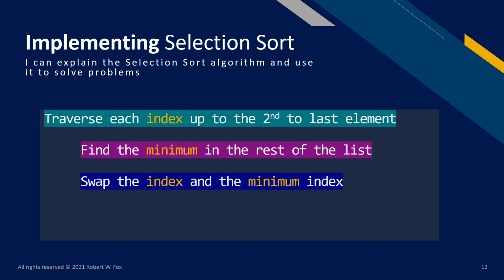Now that we know what selection sort does, we need to see how to code it. It's going to be a three-step process, and we're going to look at each step in detail. The first step is we need to walk through each index of the array up to the second to last element. And at each index, we need to look at the rest of the list to find the smallest number, the minimum. And then finally, we're going to have to take that smallest number and the number at index, and we're going to swap them to put that smallest number into place.